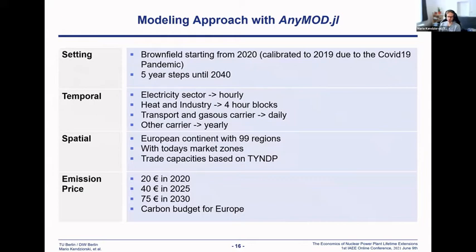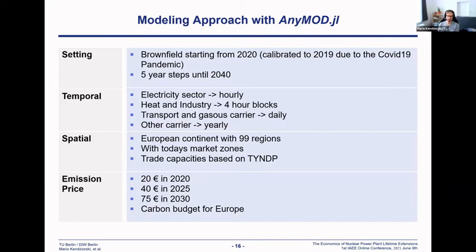So we take today's capacities and infrastructure, which is calibrated to 2019, because due to the COVID pandemic, all the values for 2020 are a bit off, maybe because the demand is in general a bit lower. From there on, we calculate the investment and dispatch in 5-year steps until 2040, where we say that we have to be decarbonized. This model includes the electricity sector, but also heat and industry, transport and gaseous carriers, and other carriers such as biomass and so on.